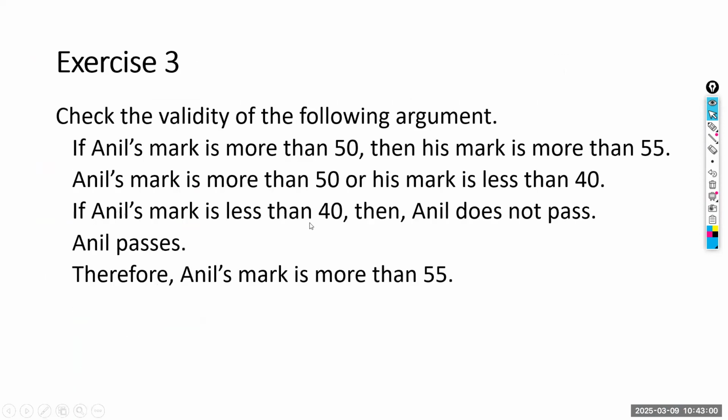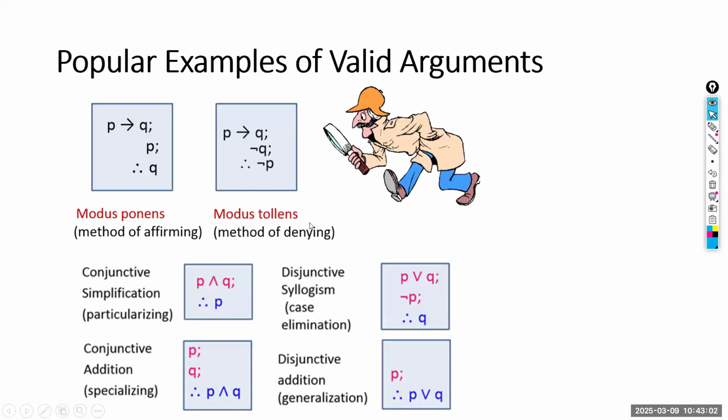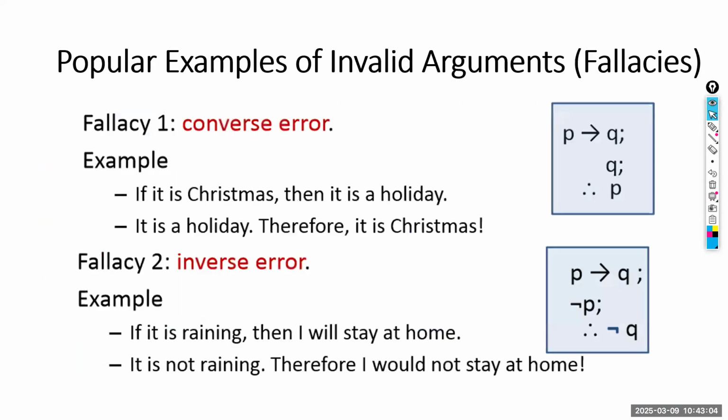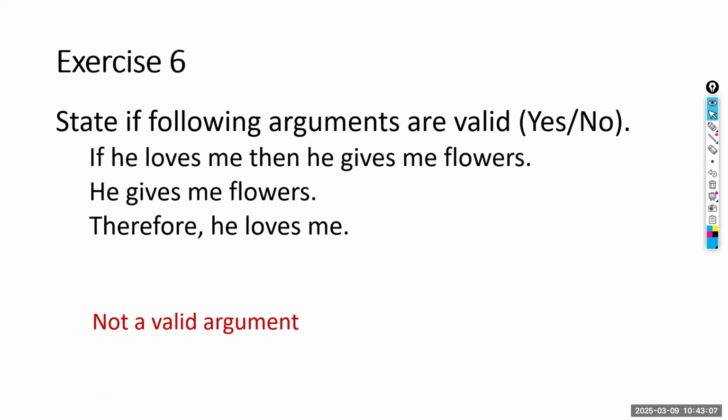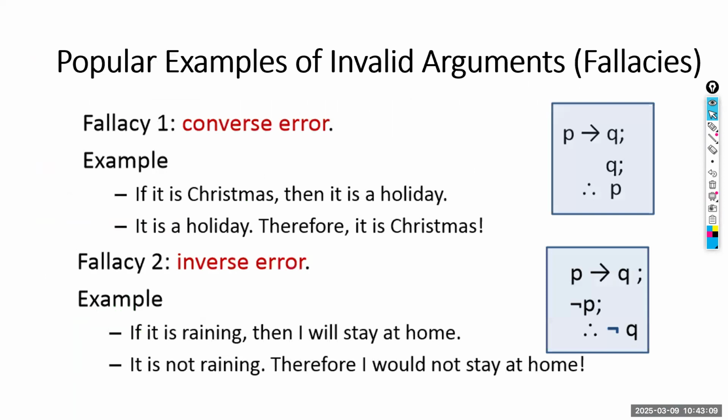Right. So I have given you a few more exercises that you can check. Anyway, we discussed this. Popular invalid arguments. What are those popular invalid arguments? P implies Q, Q, therefore P. No. But P implies Q, P therefore Q, yes.